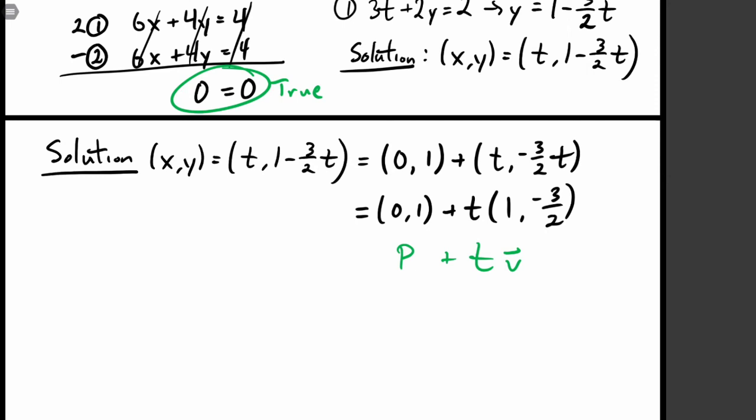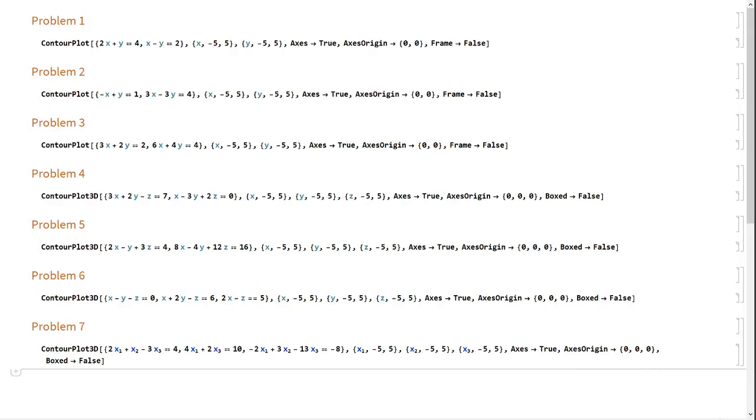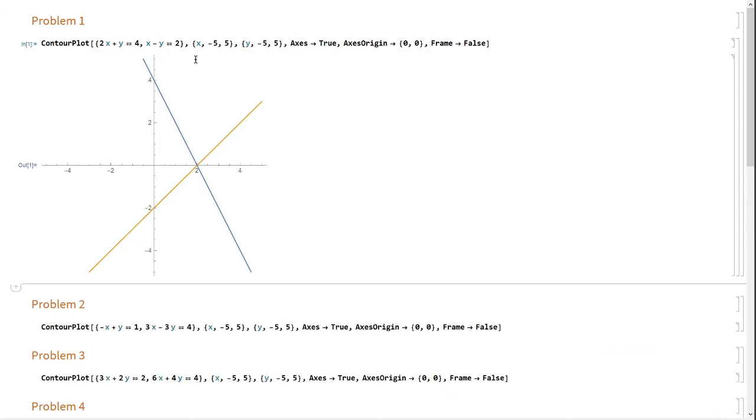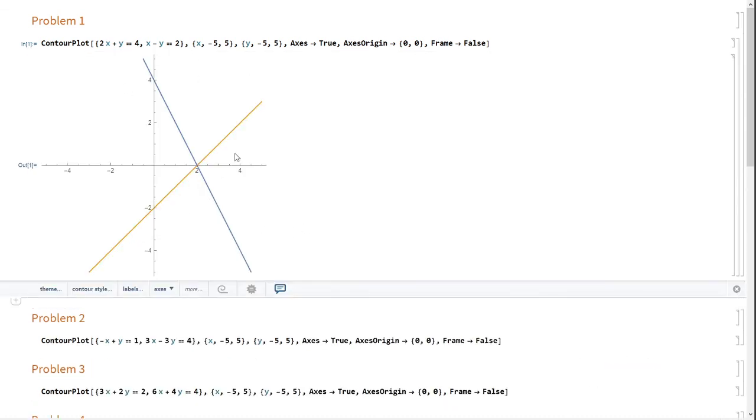So let's look at this graphically. Let me pop this up. So the first system of equations we had, the graph is right here. The blue one's the first one, the orange one is the second one. And we see that it's crossing.